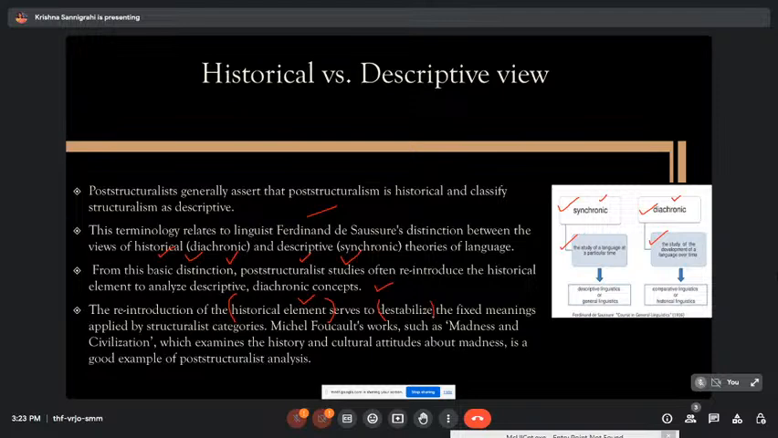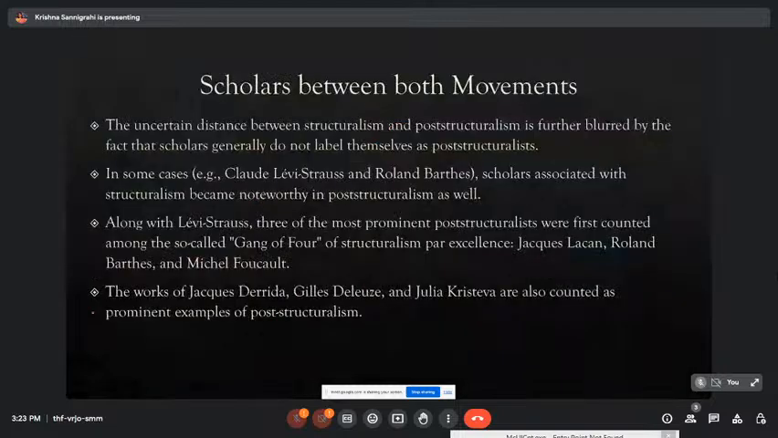What does it destabilize? It destabilizes the fixed meanings which were applied by the structuralist thinkers and structuralist critics or theorists. So they bring in the historical element, they talk about the synchronic and the diachronic, and they talk about the historical versus the descriptive view, in the mode of which they destabilize the fixed meanings which were applied by the earlier writers or the theorists.